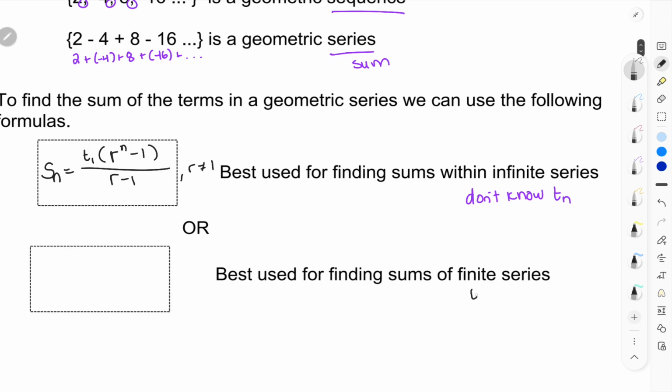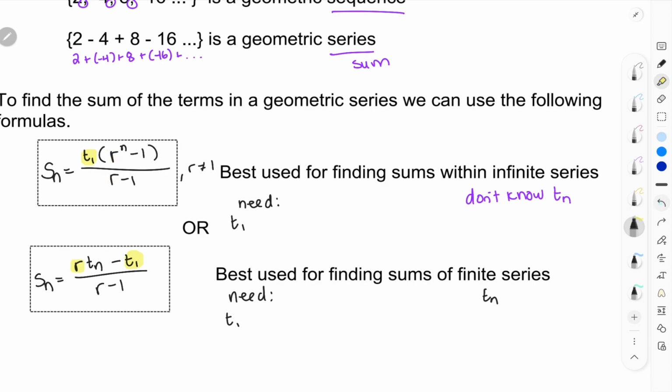If I do know t of n, if I know some last term, I can simplify things a little bit, and I can say the sum is found by taking r times the last term, subtracting the first term, and dividing by r minus 1. So again, looking at the variables we need, here I need a t1, here I need a t1, so they both need t1, or you could be solving for t1 if I tell you the sum. They both need r, right? I need to know that common ratio.